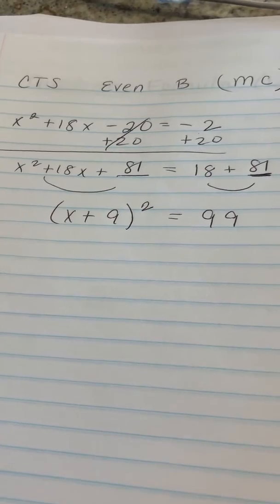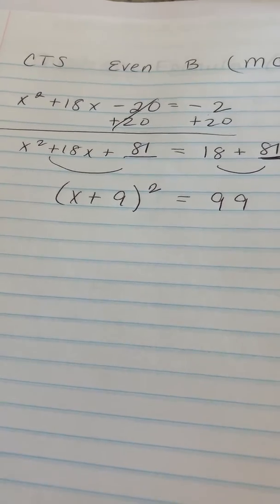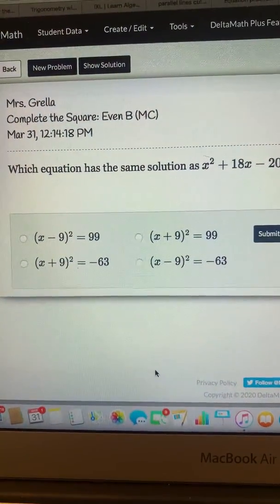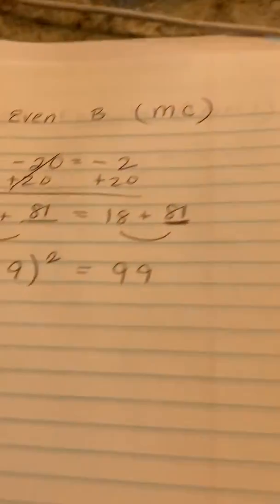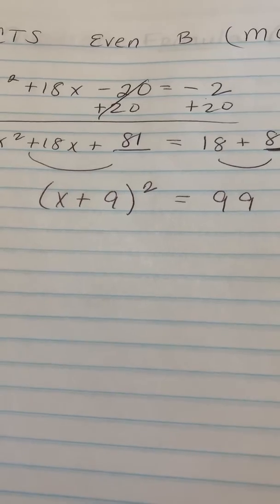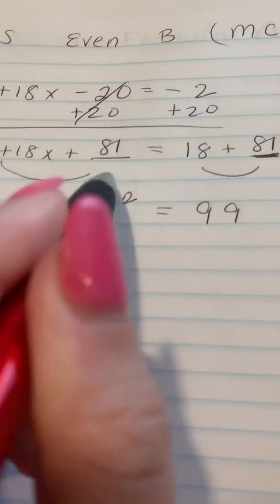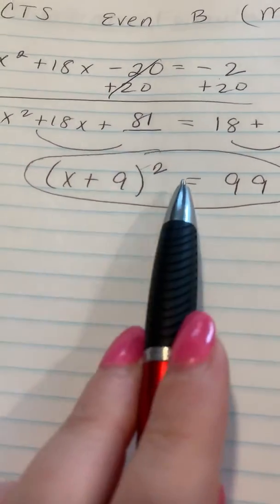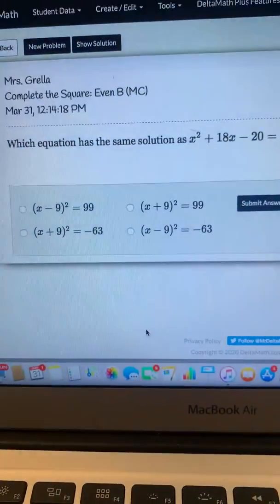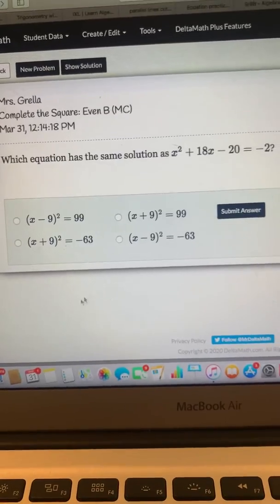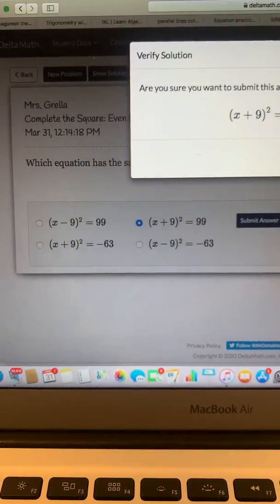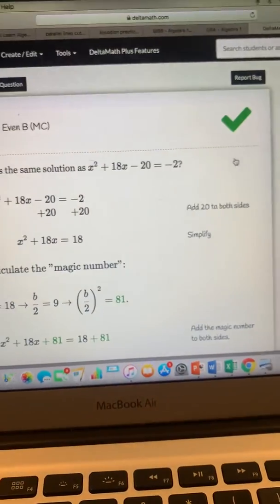Now, usually I keep going. I solve for x by square rooting, but actually, if you notice, they just want to know which equation has the same solution. So just take a look at the equation we have right here. It's written as like a quantity squared. If you take a look, that actually matches this equation here, the third one. So we'll submit our answer and we'll hit yes.